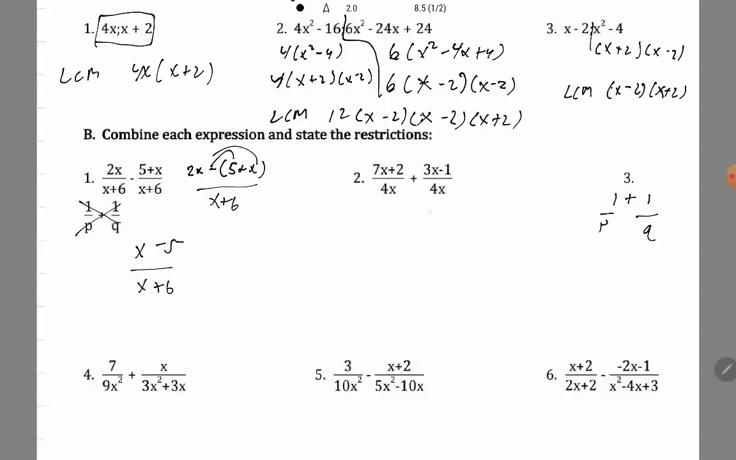Number 2. Same thing. We have the same denominator. So 7x plus 3x is 10x. 2 plus a negative 1 is 1. And then we have 4x on the bottom. Not so bad. P and Q. Okay.